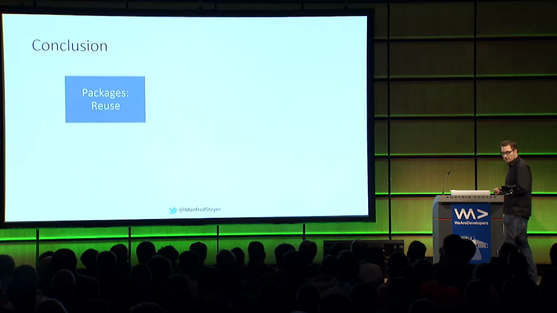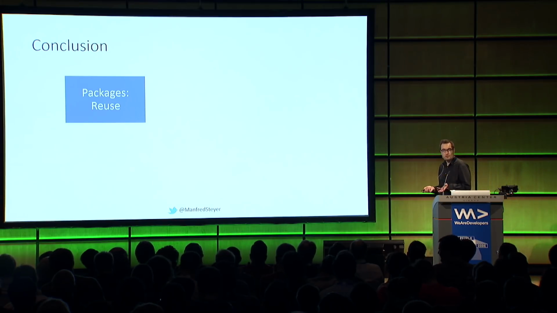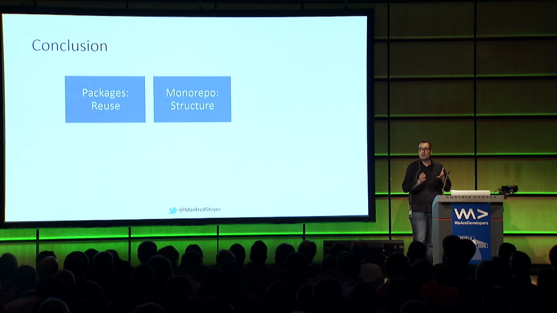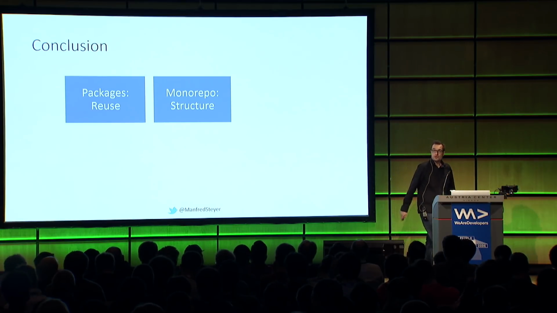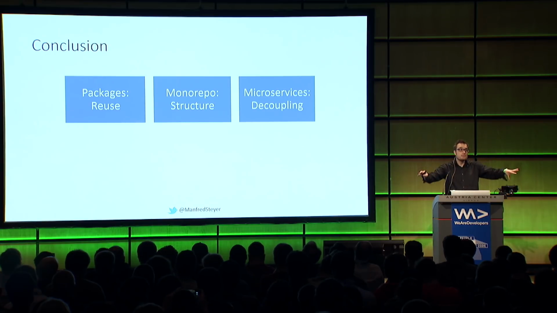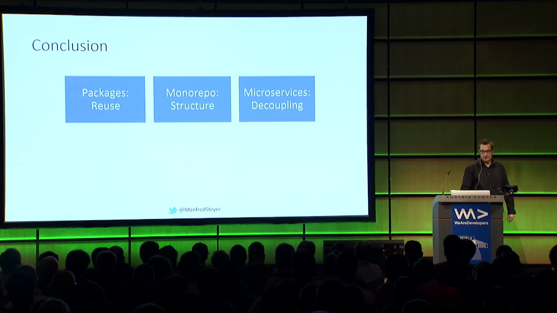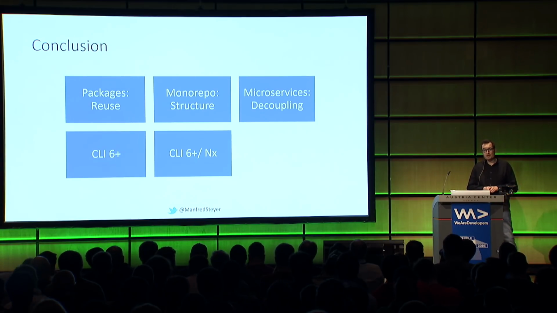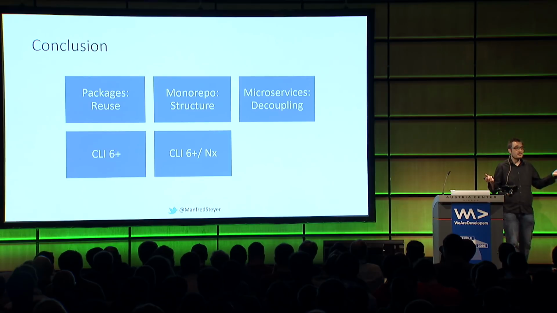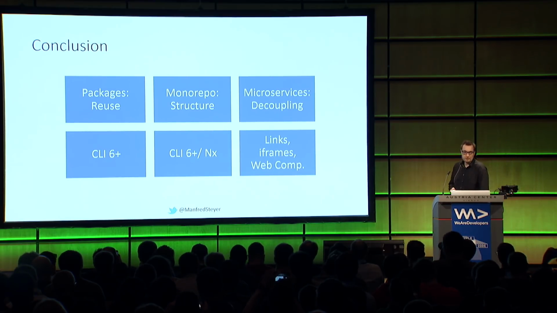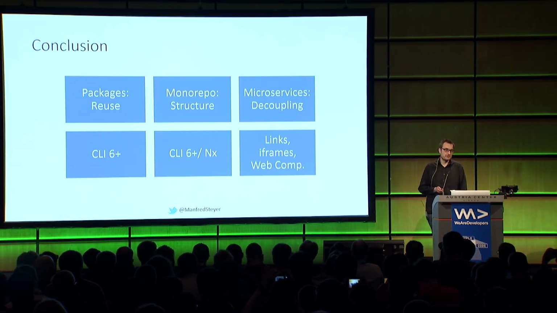And let me come to a conclusion. We have seen that we can use packages for reuse. We have seen we can use the monorepo to substructure a big application into tinier parts. And we have seen that microservices help us with decoupling teams and decoupling big parts of applications. We can use the CLI6 for packages. We can also use the CLI6 as well as NX for the monorepo. And we can use links, iframes, and web components for microservices.